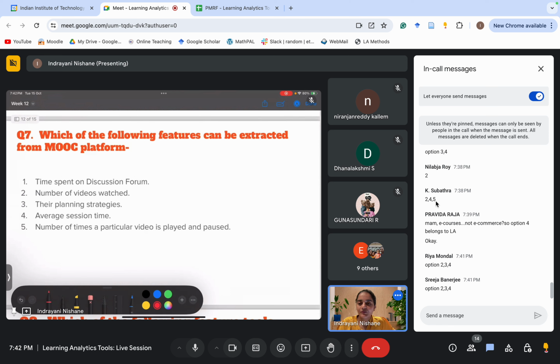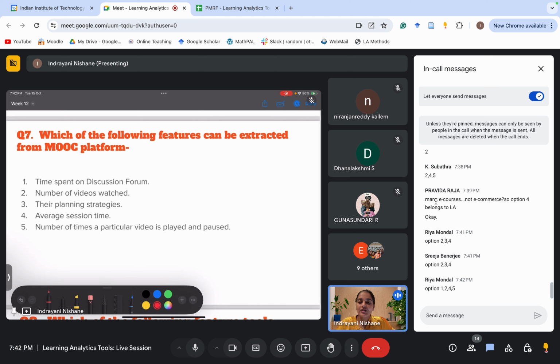Question 7. Which of the following features can be extracted from MOOC platform? MOOC is massive open online courses. Swayam is a MOOC platform because Swayam is accessible by so many students across the globe. So whenever the question is related to MOOC platform, try to correlate everything with Swayam.